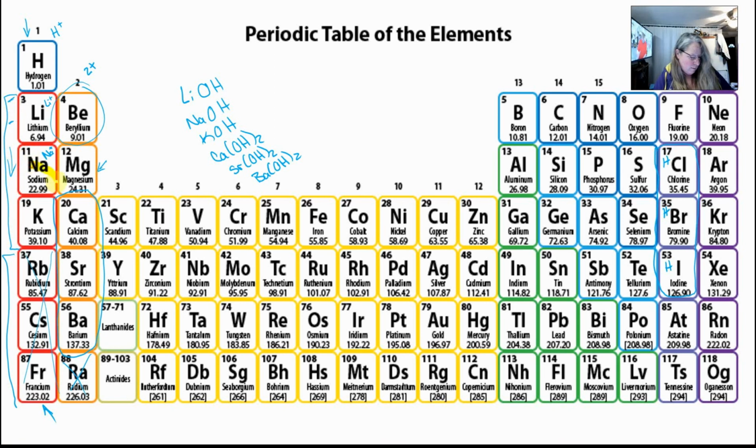Just scribble down on the periodic table what your strongs are. Then you don't have to memorize a darn thing. You can just let the periodic table be your guide.